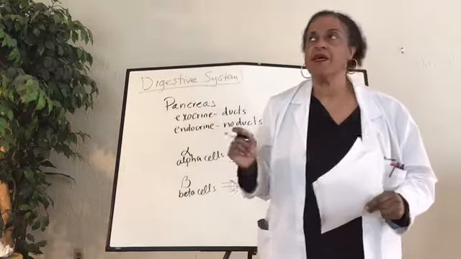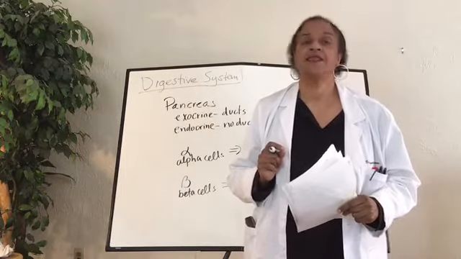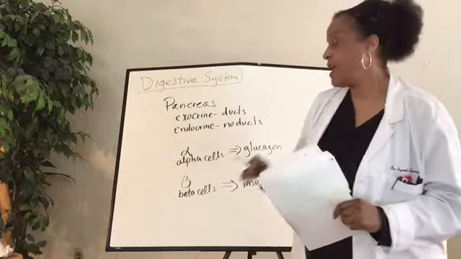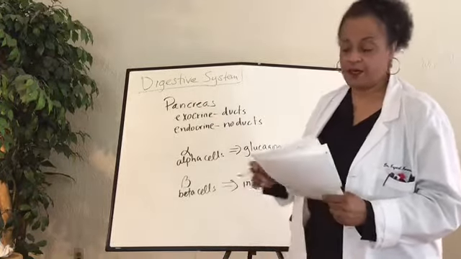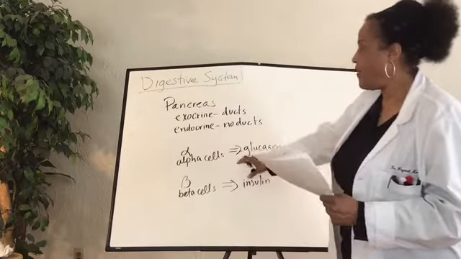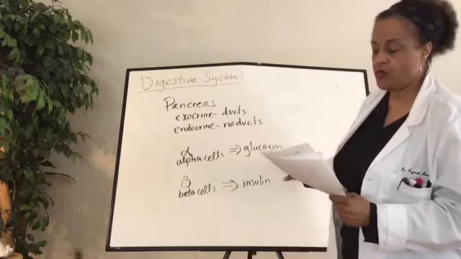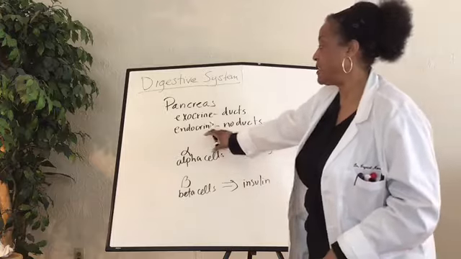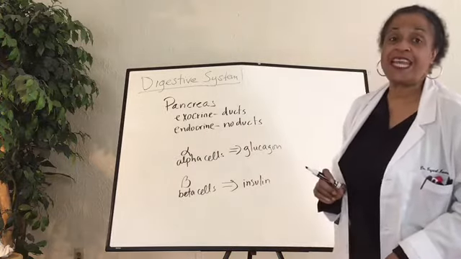And we have delta cells too in the pancreas that secrete somatostatin, and they keep a balance between these two, but I'm not going to talk about those cells right now. The alpha and beta cells secrete hormones into the blood rather than into the ducts. So that way we see that the pancreas is an endocrine organ.